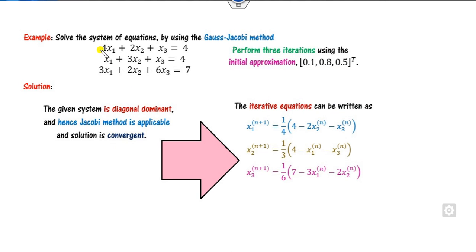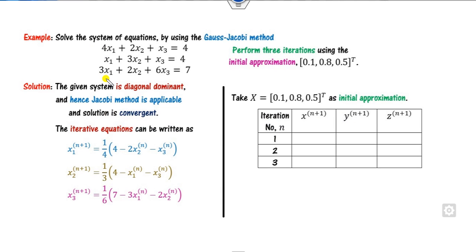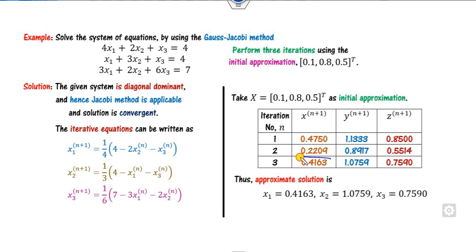So you can find the value of x1 from this, x2 from this, and x3 from the third equation. The target is to complete this table. Since we need the 3 iterations only, I can make this table. Substitute the value of x1, x2, and x3 here, and you will get the first value. Then I can use this value of x1, x2, and x3 here, and you will get the next value. Substitute in the third equation, you will get this. You can solve the same question even with the second method as well. So the required approximate solution is this.